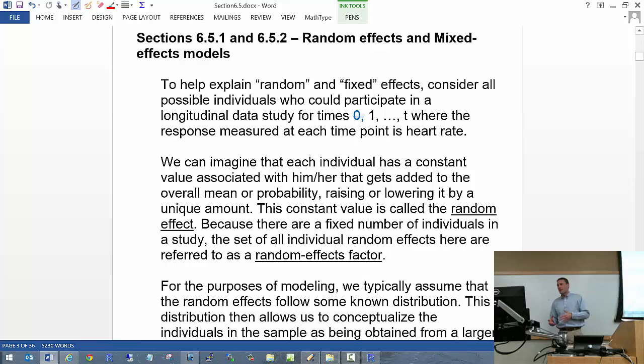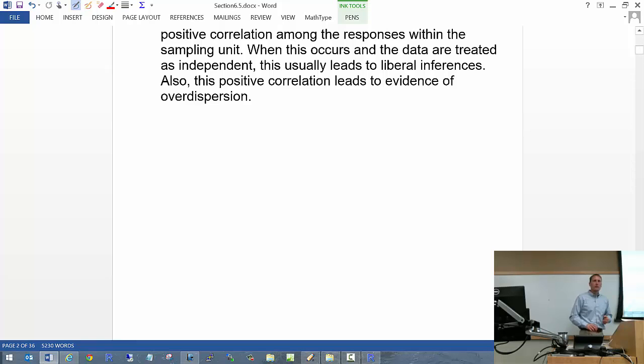Also, I should mention that in this section we're going to talk about something that we mentioned before: overdispersion. Remember, we talked about overdispersion, that one potential solution to that problem is to use what are called generalized linear mixed models. That's what we're going to talk about in this section. That's a way to handle the dependence that I had just mentioned. So let's talk about what a generalized linear mixed model is.